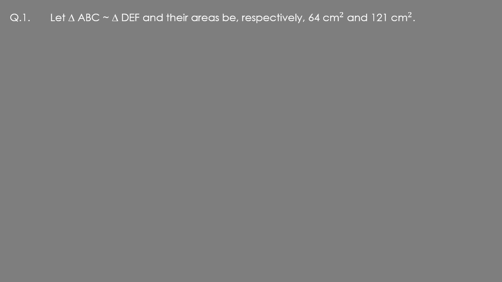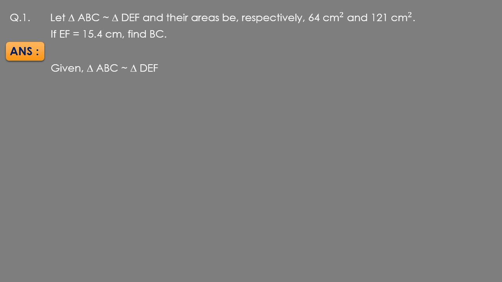Let us take one example based on this theorem. So the question is: let triangle ABC be similar to triangle DEF and their areas be respectively 64 cm square and 121 cm square. If EF is equal to 15.4 centimeters, find BC. Let us see how to write the answer of such questions. So let us start from given.